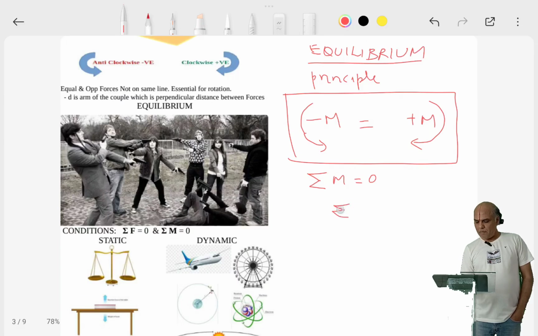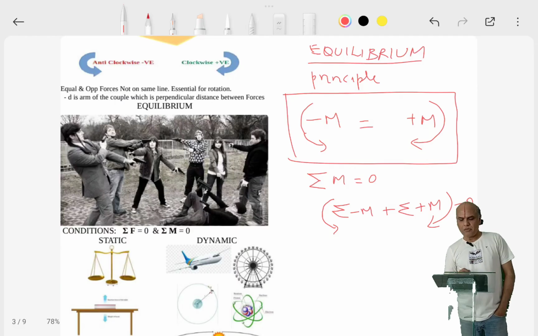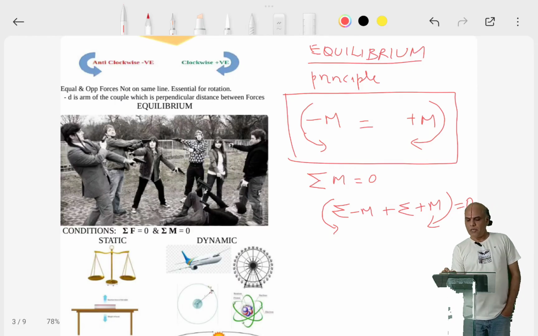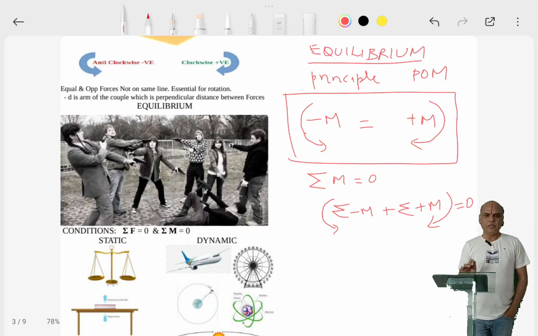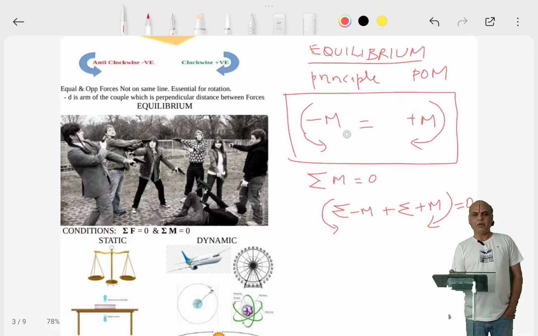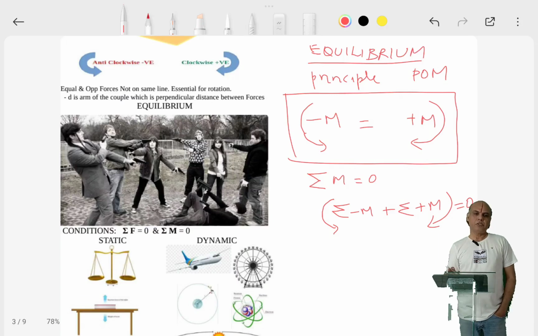all anti-clockwise moments added with all clockwise moments will cancel out each other and will be equal to 0. This is called the principle of moments. That means the sum of all clockwise moments will be equal to the sum of all anti-clockwise moments. This is called the principle of moments.